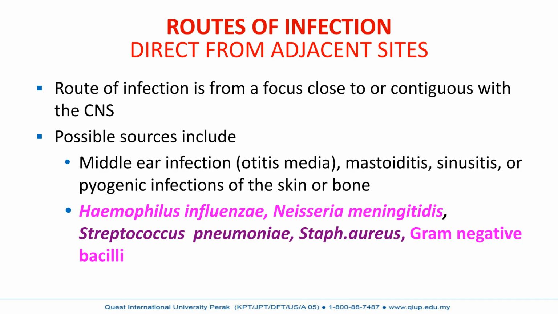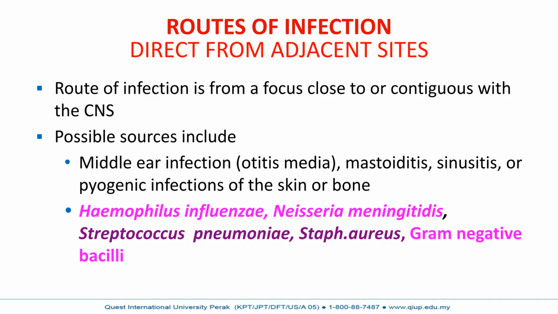A child with acute otitis media, middle ear infection, that goes untreated or doesn't respond to antibiotics. The infection can erode through the thin bone separating the middle ear from the meninges, allowing bacteria to spread directly into the subarachnoid space, causing meningitis. Similarly, mastoiditis, infection of the mastoid air cells behind the ear, can extend into the posterior cranial fossa.